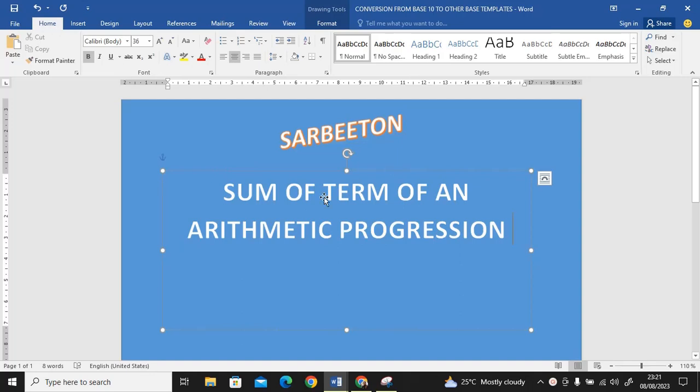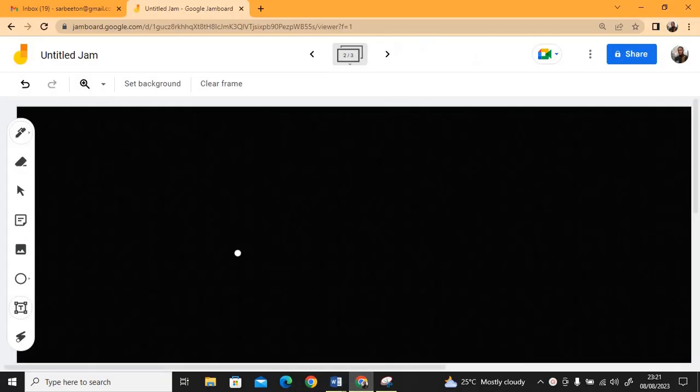Now this is the sum of terms of an arithmetic progression. So how do you add up a sequence of numbers? Before I give you the formula, let me show you something. Let's assume you are given a sequence of numbers: 2, 4, 6, 8. I'm just using these simple numbers so you understand how the formula comes into place. It's not about giving you the formula, it's about understanding it.